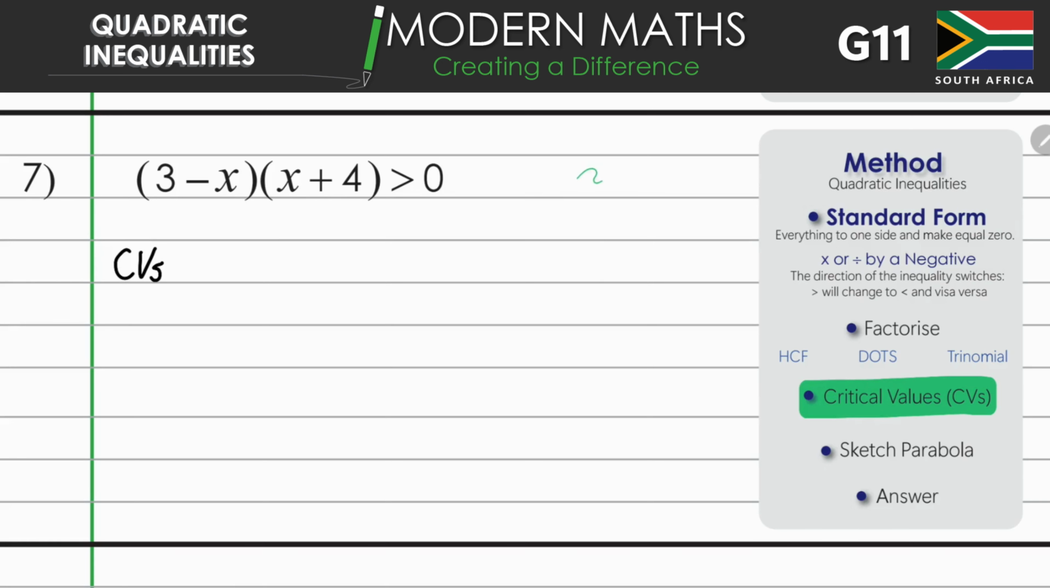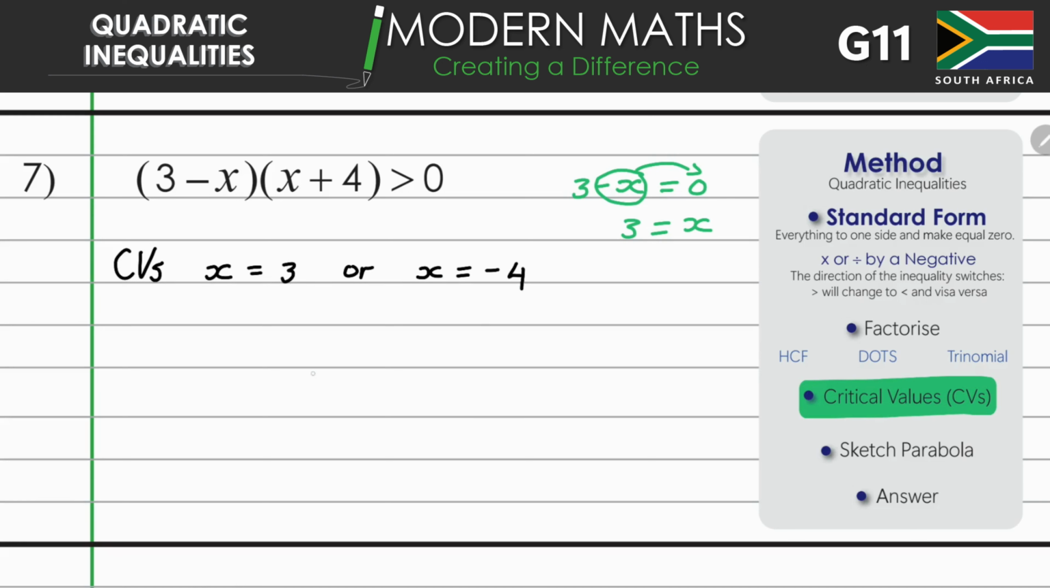Okay, that first bracket is a bit iffy, so I'm manually going to get my critical value just to be safe. So I equate the contents to 0, move the negative x over, and I get x is equal to 3. Okay, so rock solid. That's my first critical value. So x equals 3 or x equals -4.